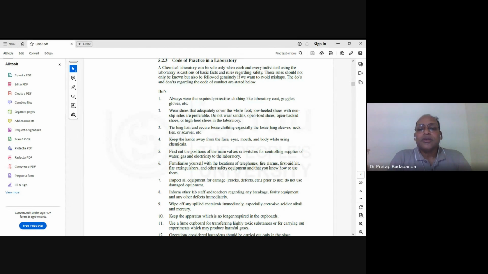Tie long hair and secure loose clothing, especially loose long sleeves, neckties, and scarves, etc. You have to be particularly careful about these things. Now, keep the hands away from the face, eyes, mouth, and body while using chemicals. This is written over there. You should be careful when using those chemicals, because we don't know what will happen.